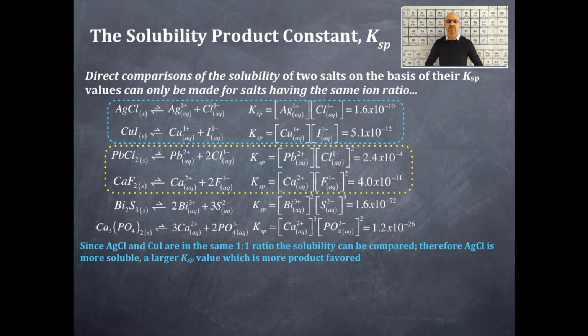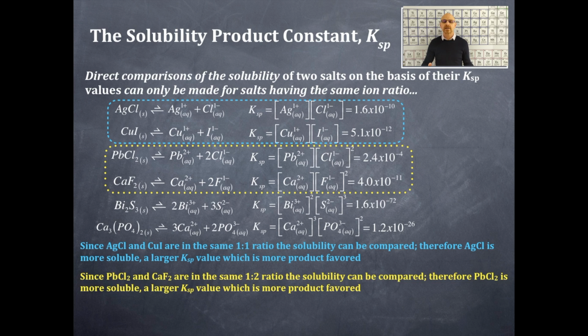Okay, I'm going to give another comparison, and that is the plumbous chloride and the calcium fluoride here. And the calcium fluoride and the plumbous chloride are both in a 1-to-2 mole ratio. Therefore, the KSP values can also be directly compared here. You should see that I have a times 10 to the negative 4 for the plumbous chloride and a times 10 to the negative 11 for the calcium fluoride. And of course, calcium fluoride is more reactant favored. It is more insoluble, and plumbous chloride is more product favored and it is more soluble.